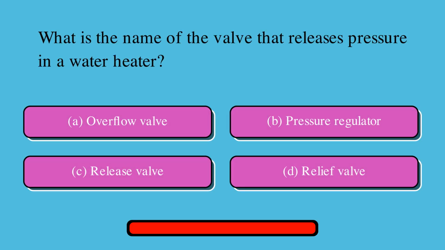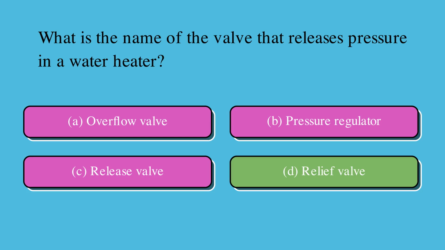What is the name of the valve that releases pressure in a water heater? Is it A, overflow valve, or B, pressure regulator, or C, release valve, or D, relief valve? The correct answer is D, relief valve.